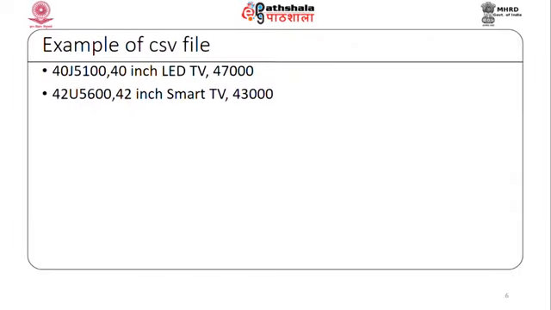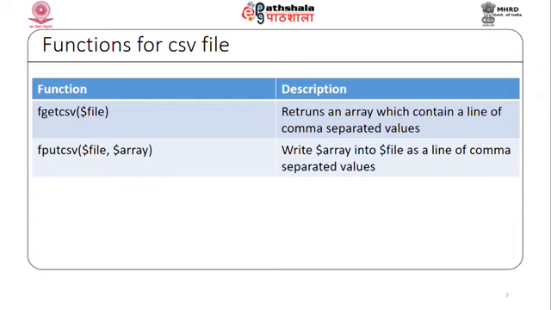Now, let me give an example of a CSV file. This is one example. The first line represents the first record. 405100 is like a product code, then a comma, then the description of the product, 40 inch LED TV, comma, and let us say the price in rupees of that product. In the same way, the second line represents the second record in the CSV file.